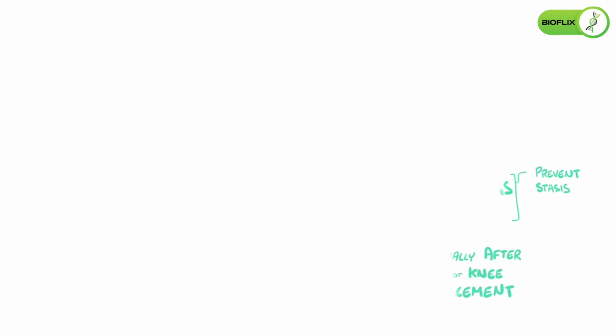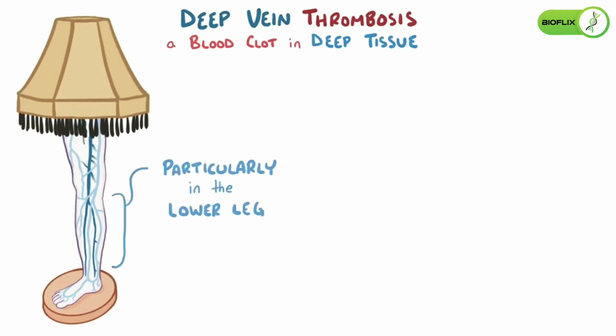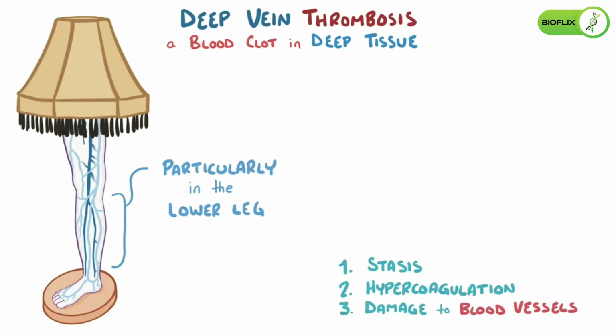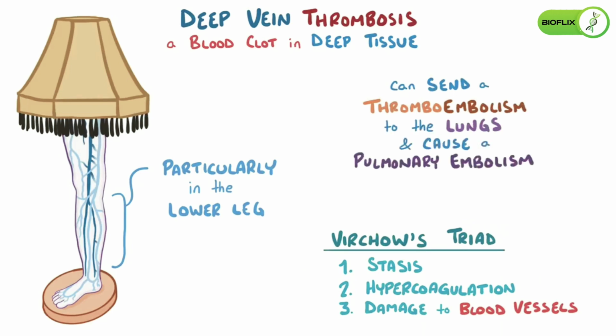Alright, as a quick recap, a deep vein thrombosis is a blood clot found in the deep tissue, particularly in the lower leg. The three main causes, stasis, hypercoagulation of clotting factors, and damage to the endothelial lining are often referred to as Virchow's triad. A deep vein thrombosis can also send off a thromboembolism to the lungs, which can cause a sudden pulmonary embolism, which can be fatal.